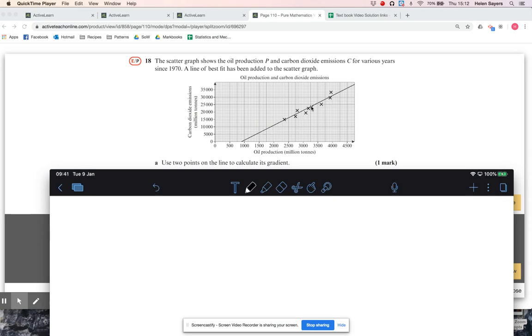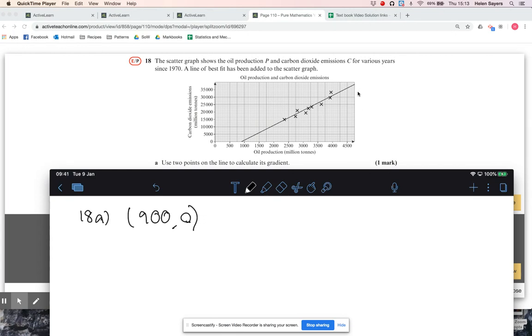Whenever you're actually calculating a gradient from the line, you want to try and get 2 coordinates as far away as possible. So I'm going to go right to the end here, and it is a bit hard to see, unfortunately I can't zoom in, but I think that is 2 small squares below the 1,000, and each little square is worth 50. So I'm going to say that far end is at the coordinate 900, 0.